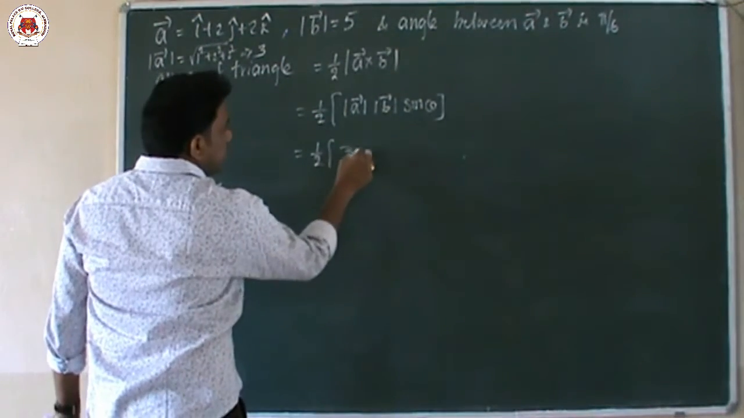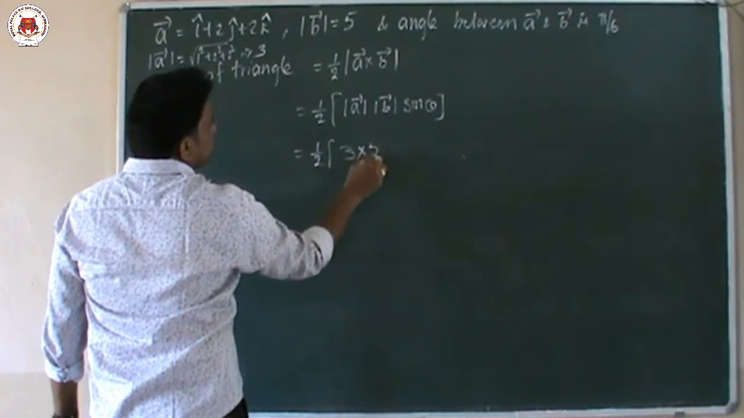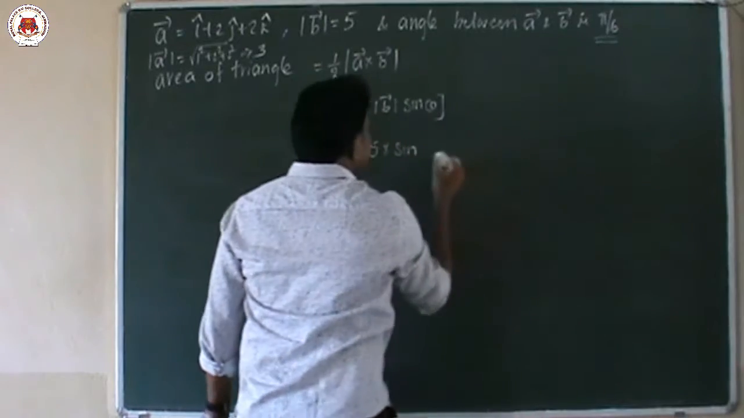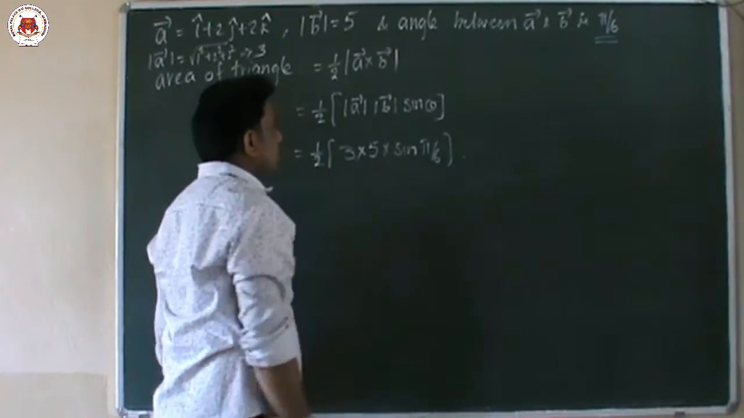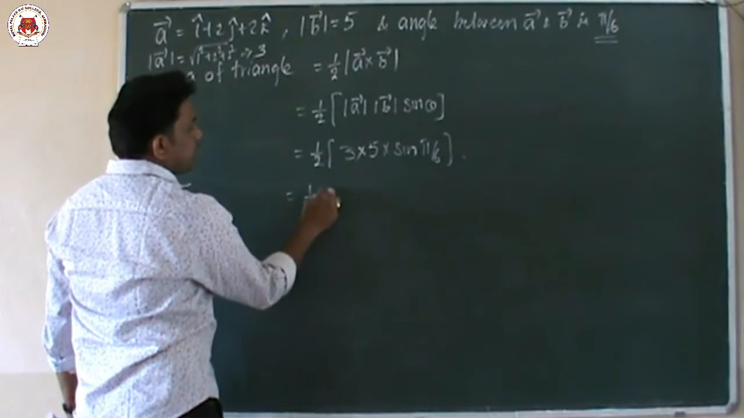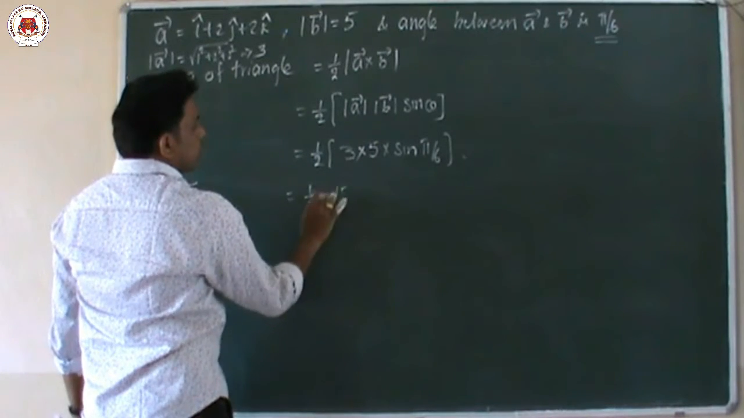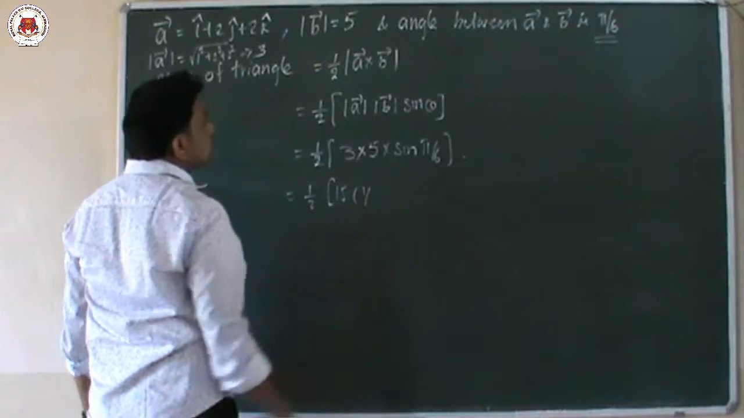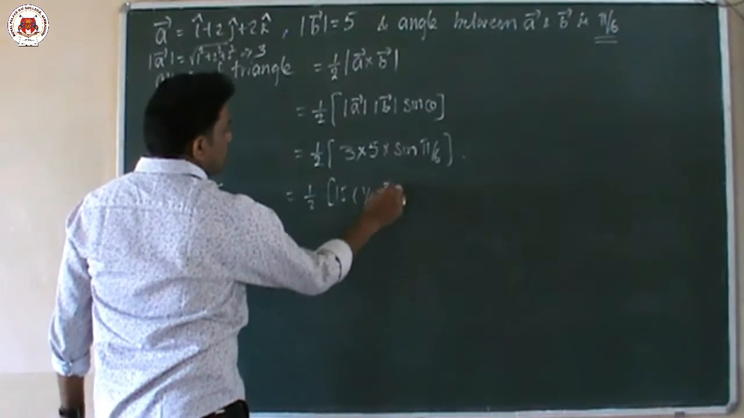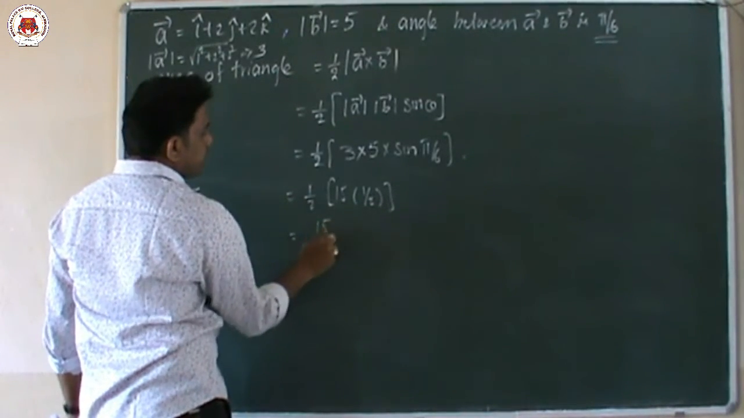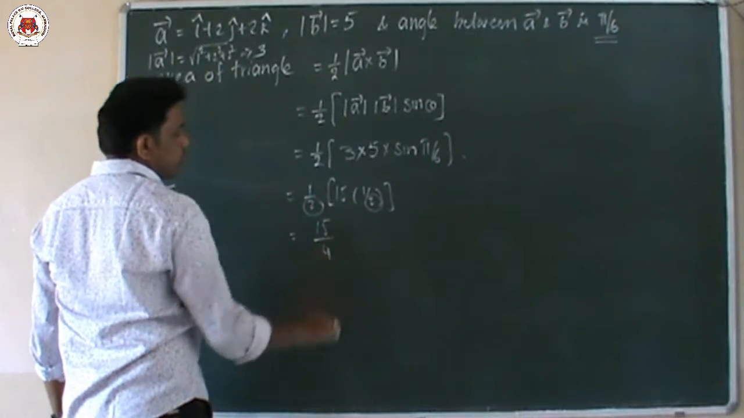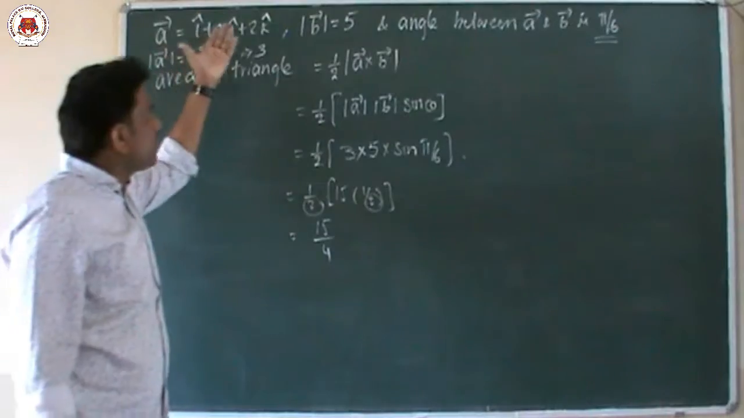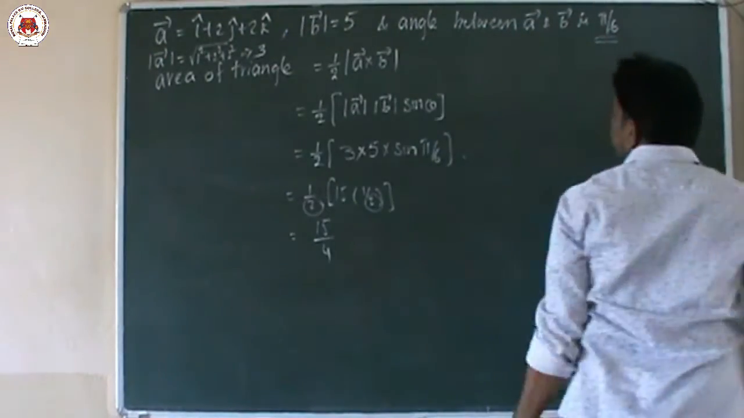So you got the mod a value as 3, and mod b value is 5 into sine of the angle between a and b, which is given. How much is that? 5 by 6. So if you substitute 1 by 2 into 3, 5s are 15. 1 by 2 into 15, sin 30, sorry, not 60, sin 30. Sin 30 value is 1 by 2. If you multiply 15 by 2 into 2, 2 2s are 4. So what is the area of the triangle? 15 by 4.